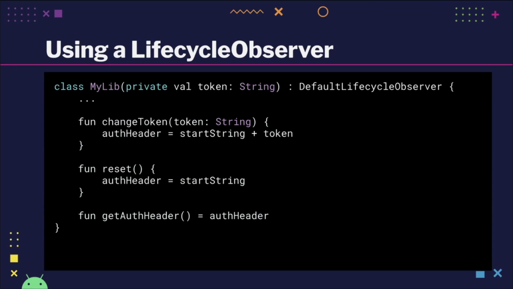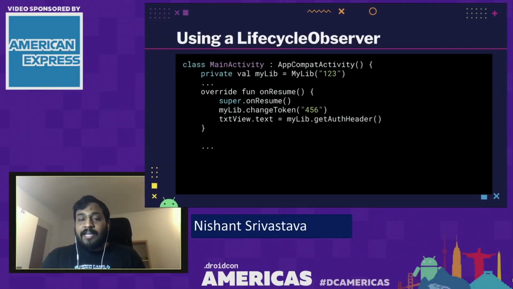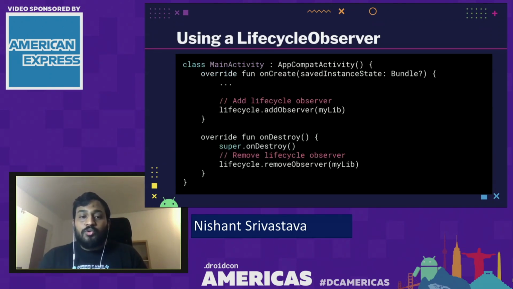But when you had to use this in MyActivity, like your main activity, the way that you do it is that you still instantiate the class, right? And then you reference the value in the onResume, but you also need to add an observer on the lifecycle. So in your onCreate, you do lifecycle.addObserver and then pass the instance of your MyLib class, because it is the DefaultLifecycleObserver. And then on onDestroy, you remove the observer. It's pretty simple, pretty straightforward.